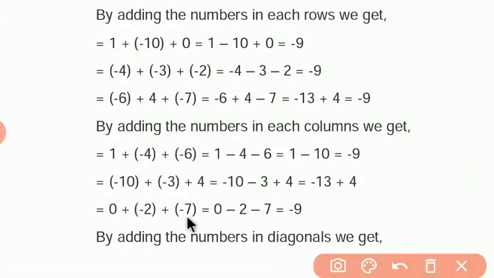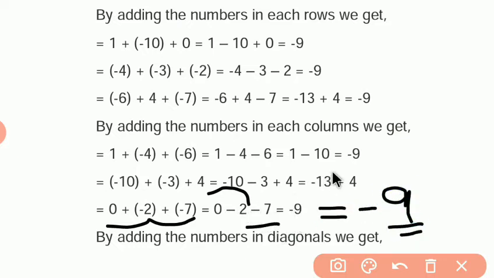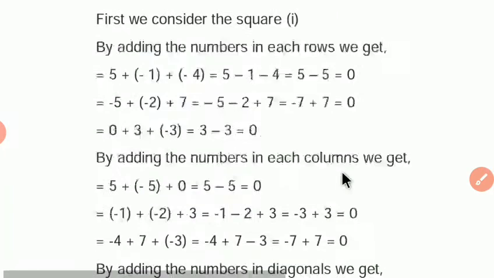So 0 plus minus 2 plus minus 7. So 0 plus into minus, minus 2 plus into minus, minus 7. So minus minus is plus, so 2 plus 7 is 9, and the answer is minus 9. Here you can see that the sum of each column is also equal to minus 9. Now we'll check for its diagonals.